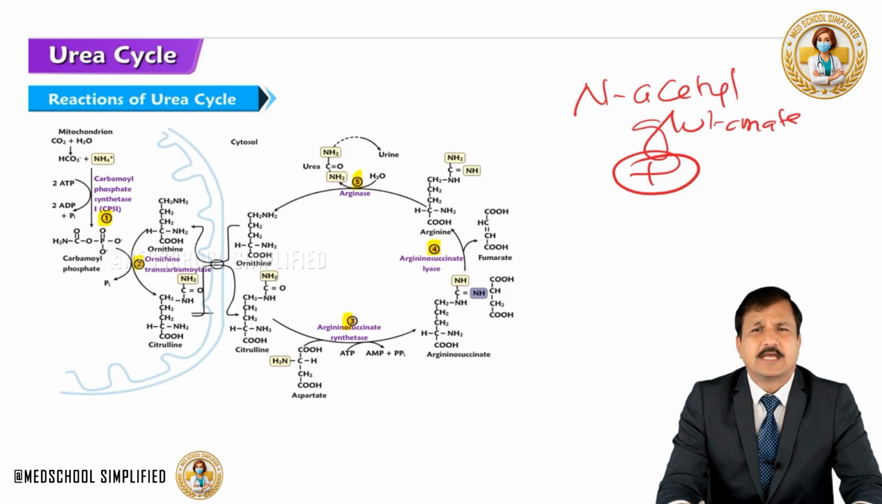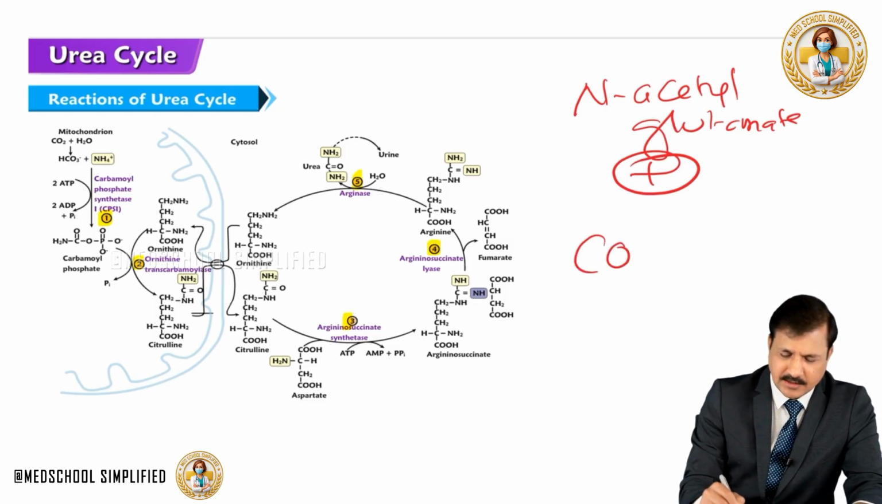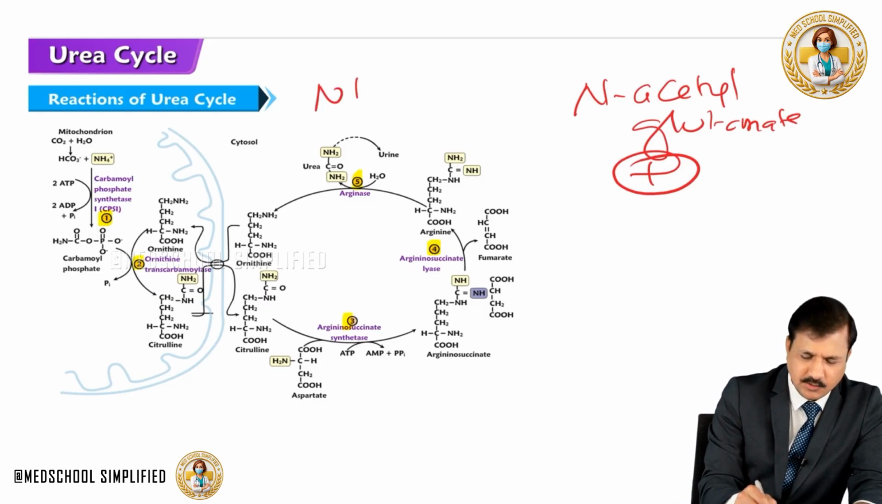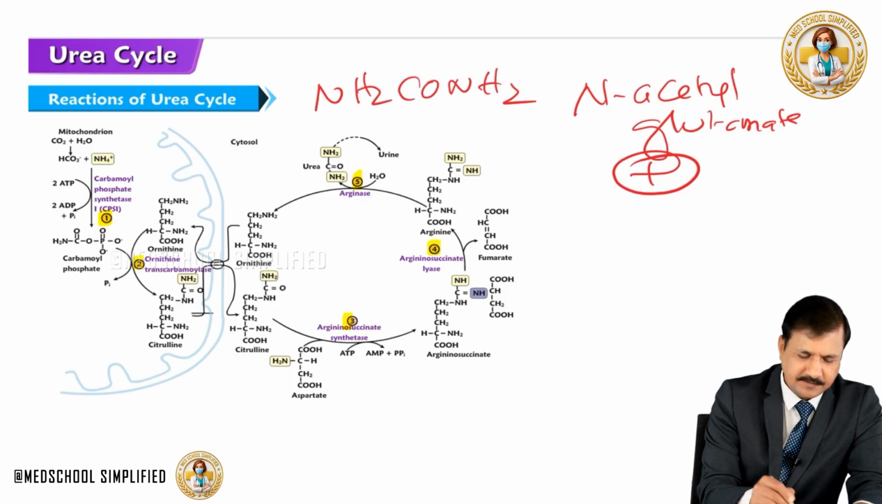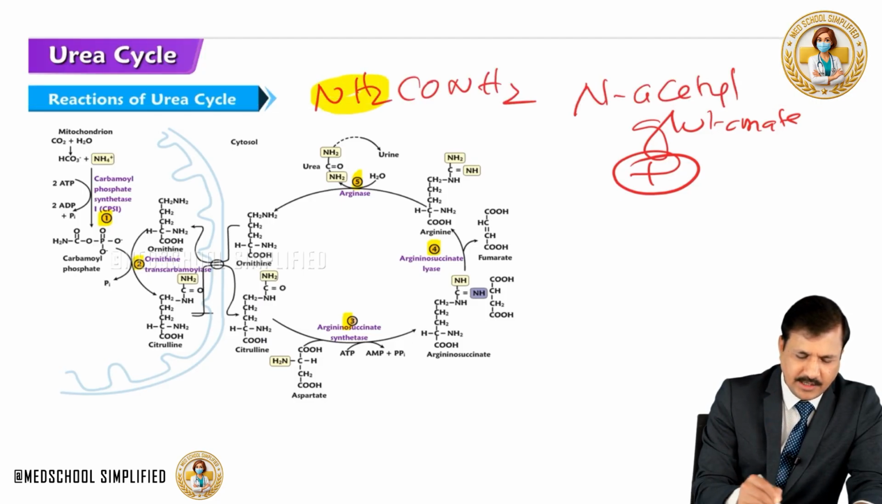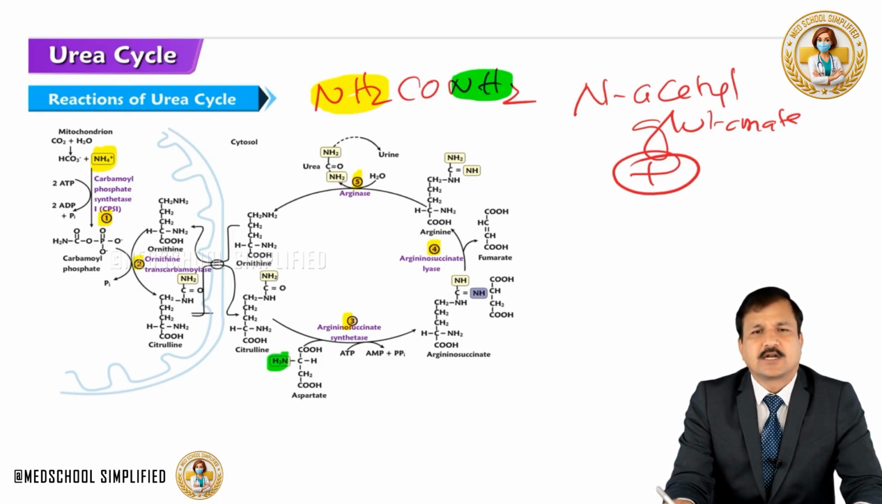That's how urea is NH2CONH2. In that NH2CONH2, one of the nitrogens, so I am going to write the structure of urea here just above this, NH2CONH2. So 2 nitrogens are there in the urea. One of the nitrogens is coming from ammonium ion, and the other nitrogen will come from aspartate. So that's how you can track the 2 nitrogens that are present in urea.